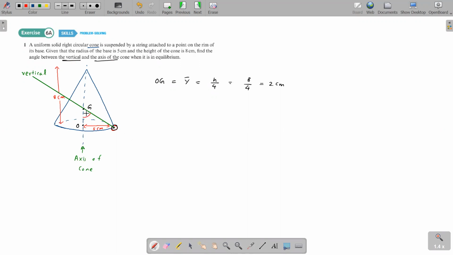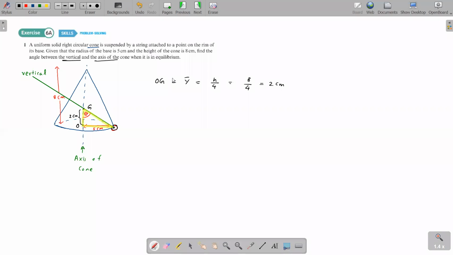So can you see? You need to first of all identify the angle. So this is the angle between the vertical and the axis of the cone. So you're supposed to get this angle. How do you get this angle? Construct a right angle triangle. And you can see you can construct a right angle triangle in this manner. Are you guys with me? So it's easy now. So we know the distance. This is 5 centimeters. OG distance, we just found out that it is 2 centimeters because that's our y bar. Right? Do you agree? That's our y bar.